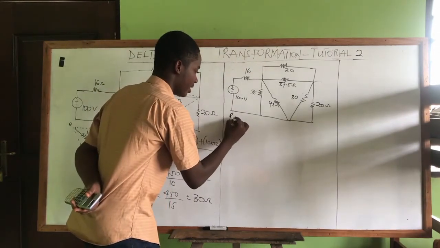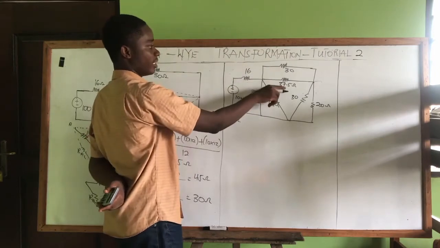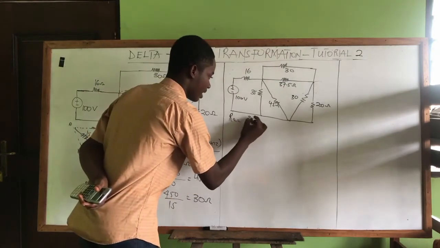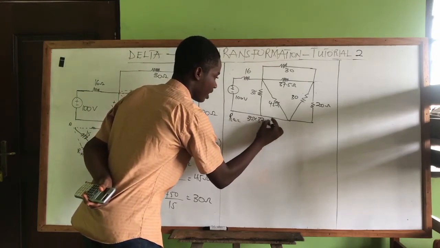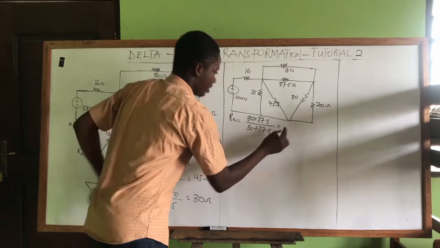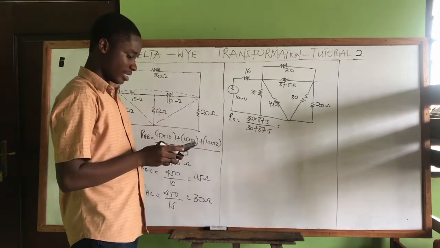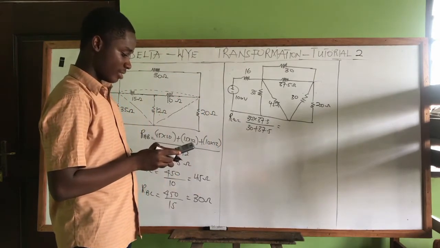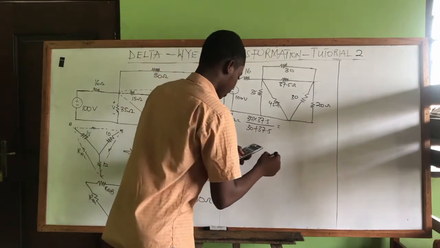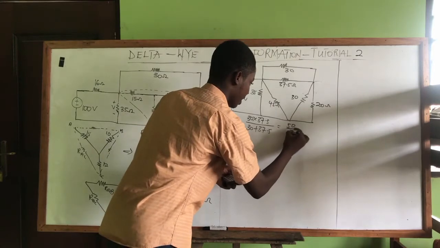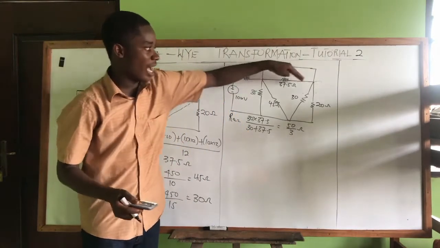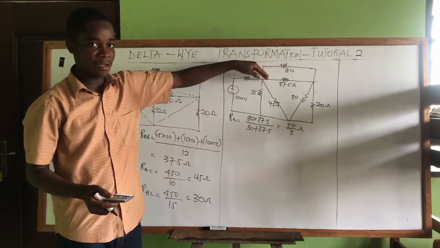Let's say RA, the equivalent of 30 and 37.5 in parallel. So we have 30 by 37.5 over 30 plus 37.5, and that gives us 50 on 3. Let me leave it in fraction. 50 on 3 ohms. So I've combined this one. I have an equivalent resistance here.